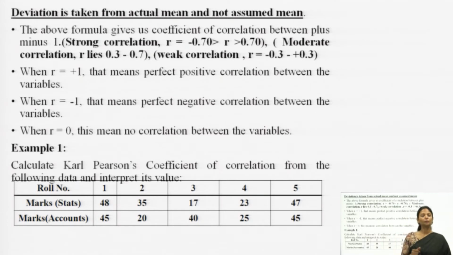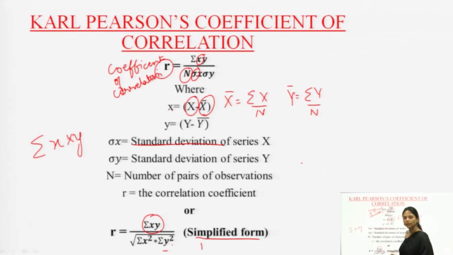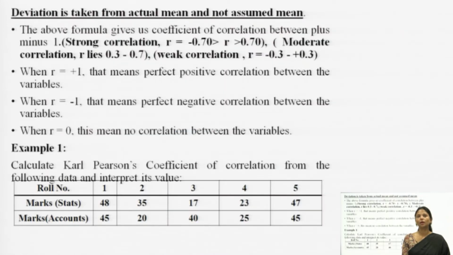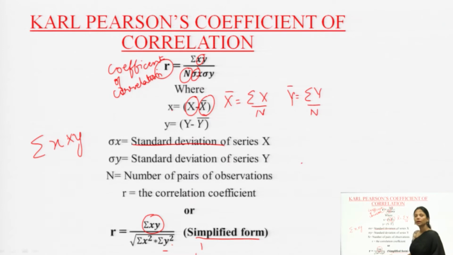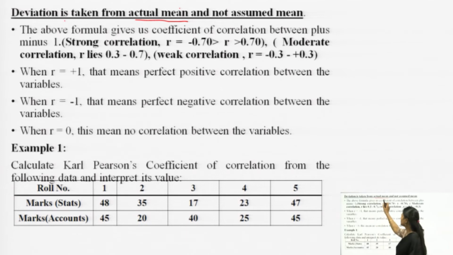The deviation which we will be taking by the help of the formula r is equal to summation of x y over under root of summation x square into summation y square: for this formula we are supposed to take the deviations only from the actual mean and not from the assumed mean. Assumed mean means that out of any of the values which are given to us, we were supposed to assume some mean, as we have done in the case of median and mode. But here, if you are talking about this formula, we are not supposed to take an assumed mean, we are supposed to take only the actual mean.